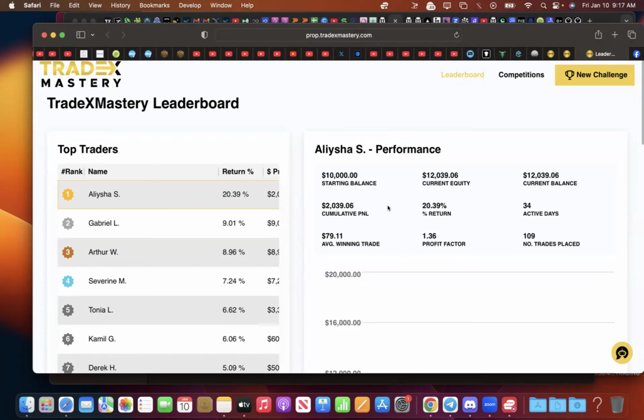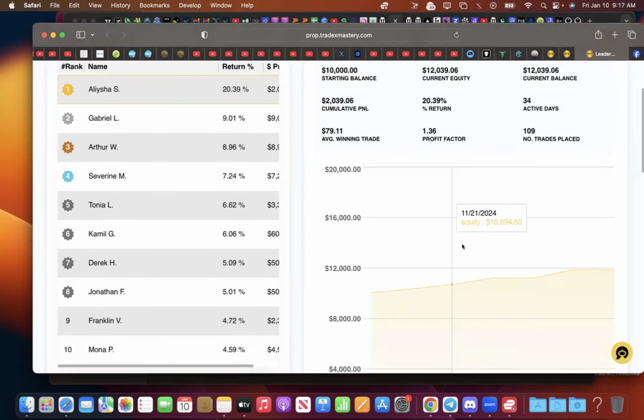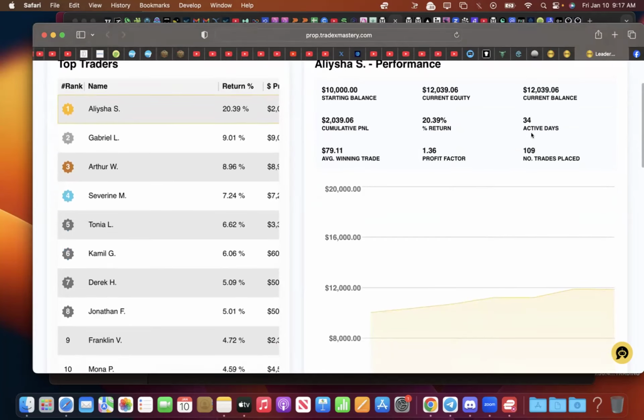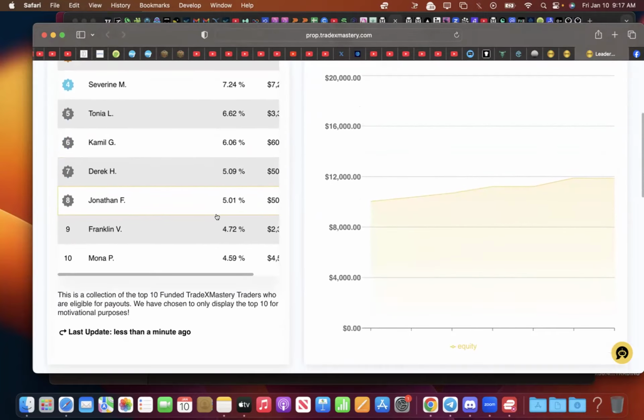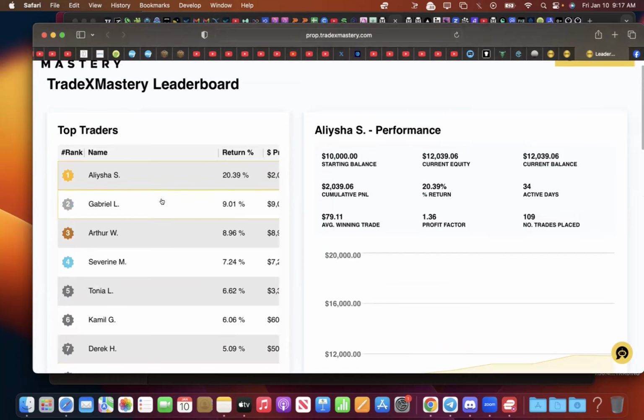Because the $10,000 challenge account is that when you activate it for a 1 month period, you have a $10,000 challenge account. Look at the current equity of this person, 12,000 and all of that. He had been trading. He was only active for 34 days. So a month plus, and that means he had even passed the challenge and all of that. So these are the things you understand.